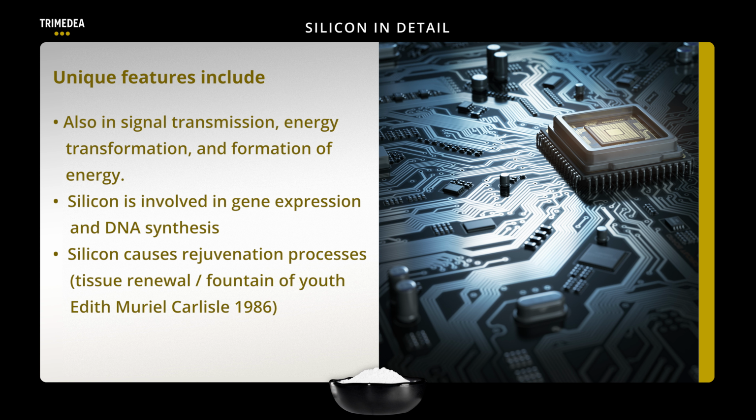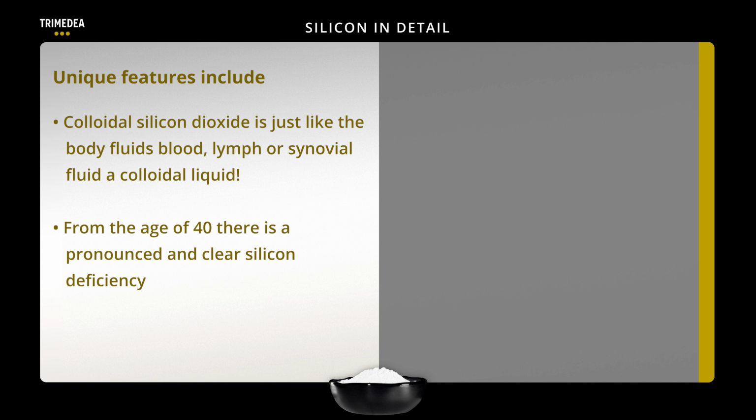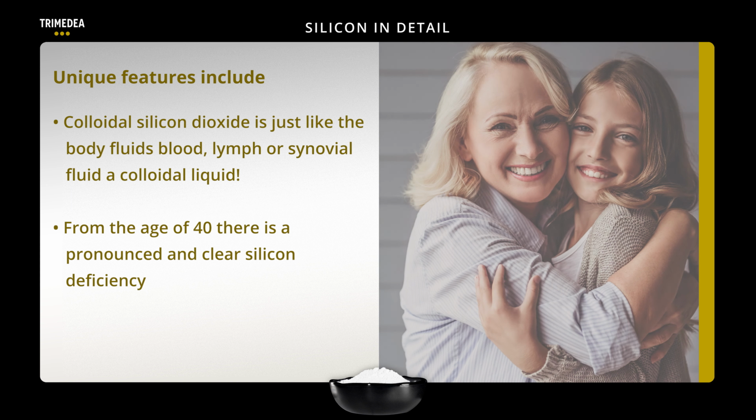Silicon is involved in gene expression and DNA synthesis. And it causes rejuvenation processes like tissue renewal. Colloidal silicon dioxide is, just like the body fluids, blood, lymph, or synovial fluid, a colloidal liquid. From the age of 40, there is a pronounced and clear silicon deficiency.